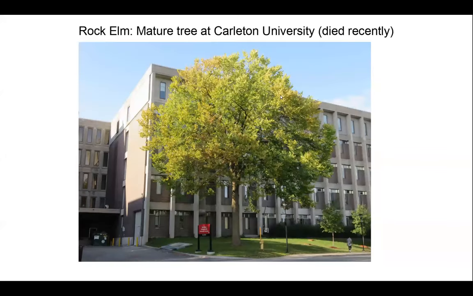Here's one at Carleton University that died recently. I think around 2020 it got Dutch elm disease and died. Again, I wouldn't call this tree very old per se, but I think it was there when Carleton University was built. There's also a lot of maturing bur oaks in the area, and it likely was retained when the buildings were built. Notice how it's not a narrow tree. A lot of books will say that rock elms are narrow, and I'm going to say that that's only part of the story at best.